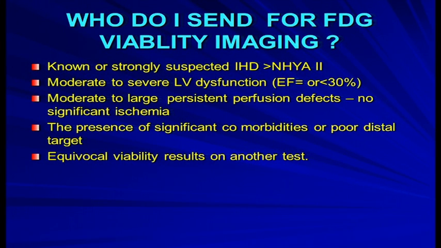So who do I send for FDG viability imaging? Known or strongly suspected ischemic heart disease with NYHA class 2 or moderate to severe LV dysfunction, ejection fraction less than 30%, moderate to large persistent perfusion defects, no significant ischemia, the presence of significant comorbidity or poor distal target, or equivocal viability results on another test.